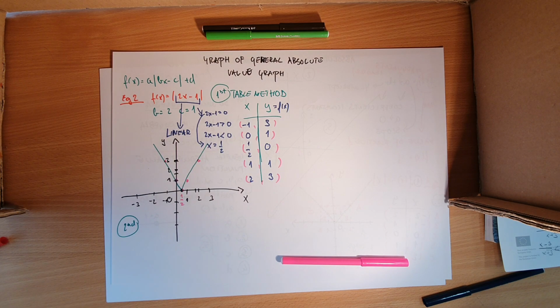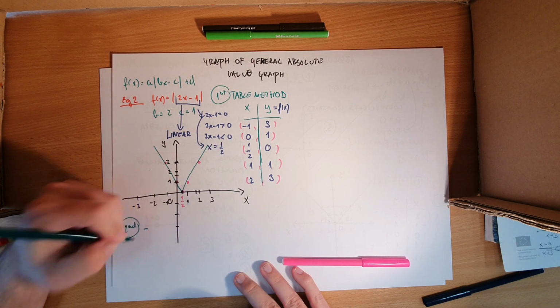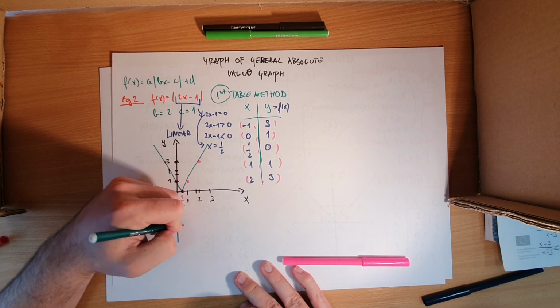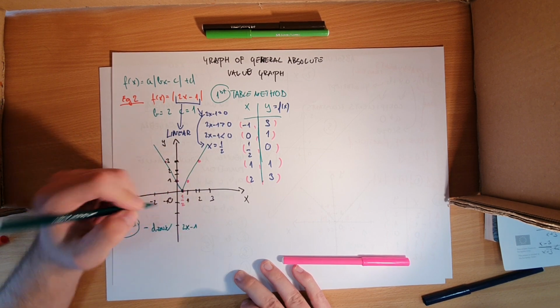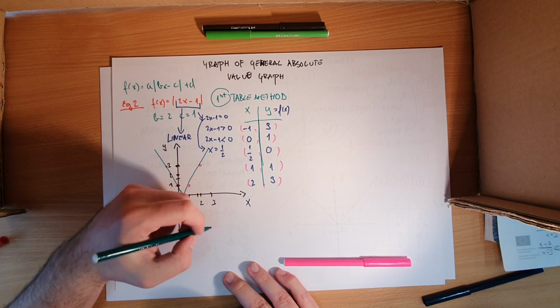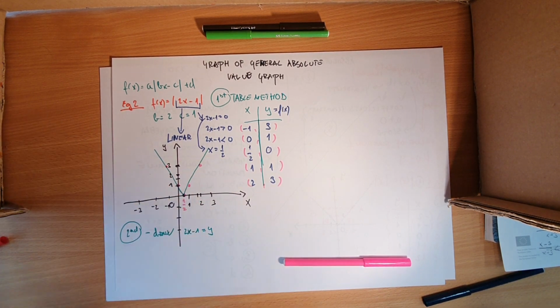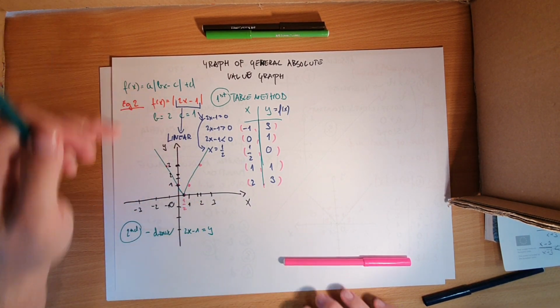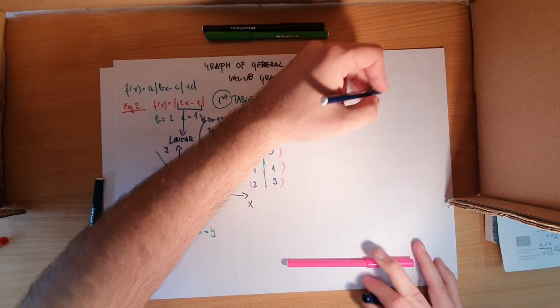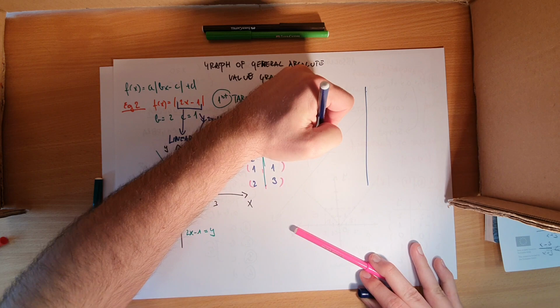Let's draw it. I'm going to write here steps. Okay, let's draw 2x minus 1. And this is basically going to be equal to y, just so that we know it's a line. And it is connected with absolute value function, but it is not itself absolute value function.